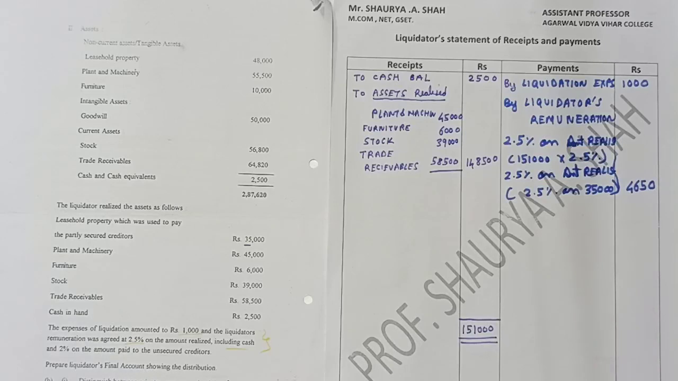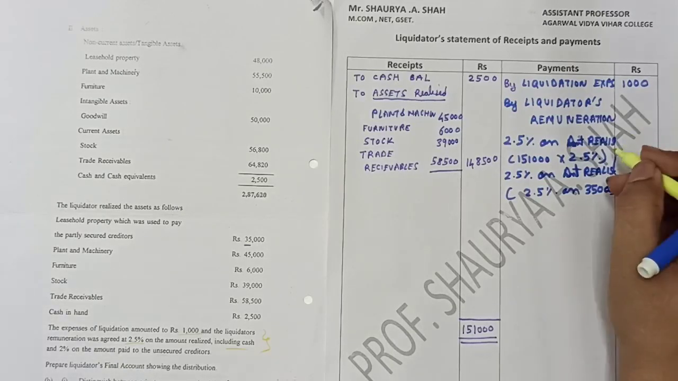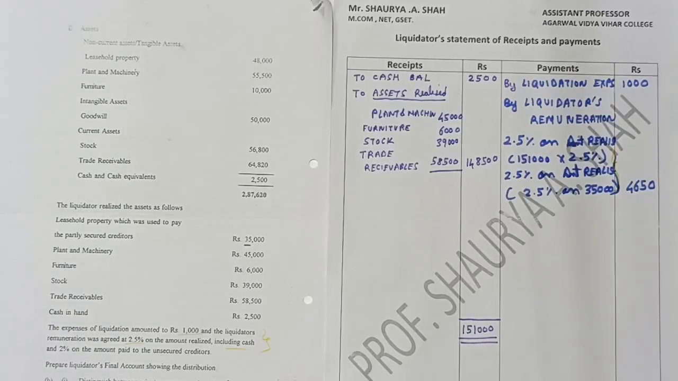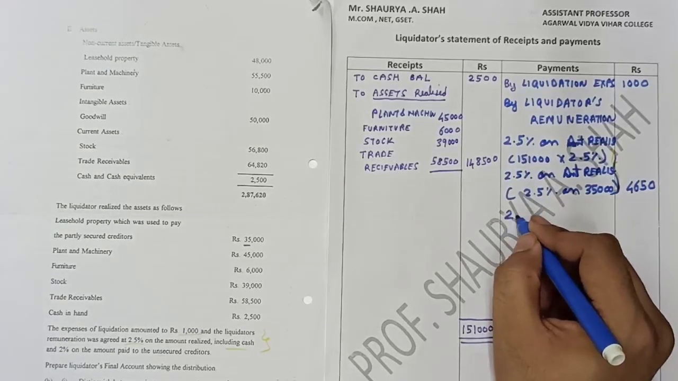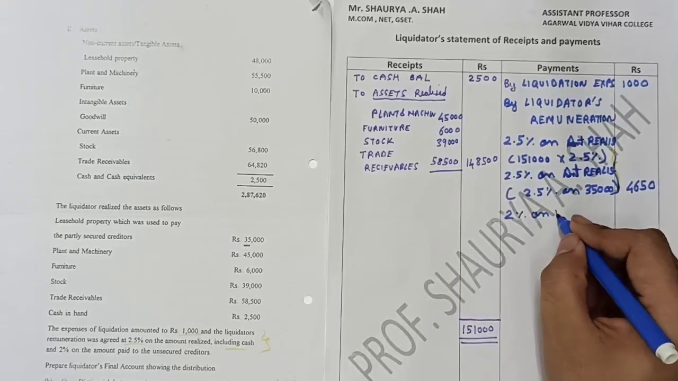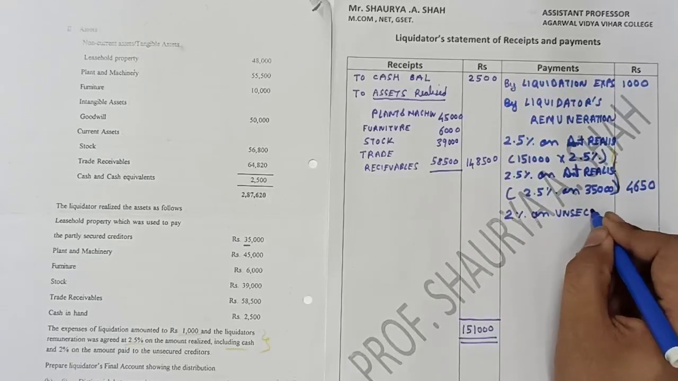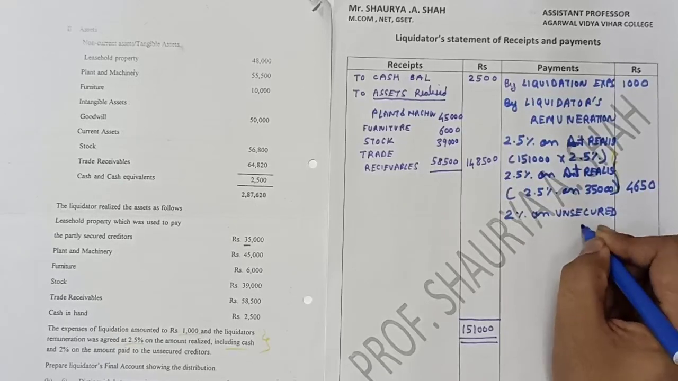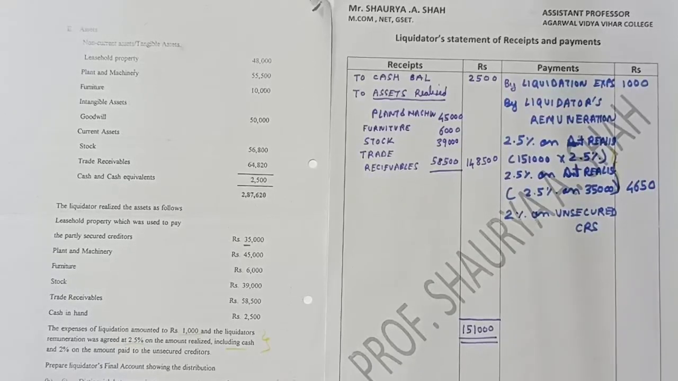So I hope everyone is clear with this part of liquidator's remuneration. Fine. Now moving on to the second part, that is 2% to be paid on the amount paid to unsecured creditors, right? So I'll simply write down 2% on unsecured creditors. As I don't know the amount, I'll just keep it blank. I will first pay to the various preferential creditors and then we will pay to unsecured creditors, right?